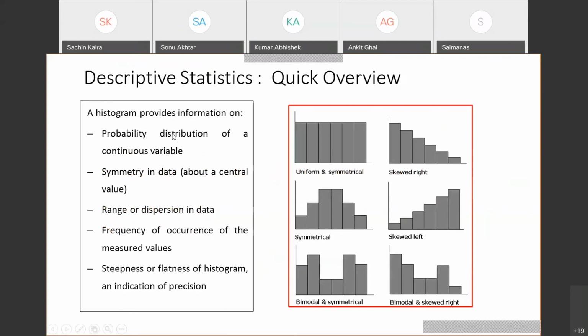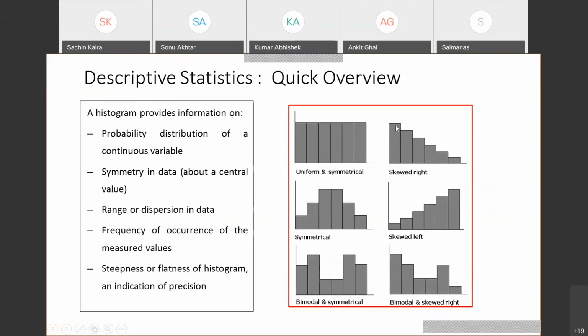So this is how it provides information on the data distribution, which is also called the probability distribution of a continuous variable. A continuous variable is basically a quantifiable variable, a numerical value. Data distribution in statistics is also called probability distribution, so don't get confused. It talks about the symmetry in data, whether data is normalized or not.